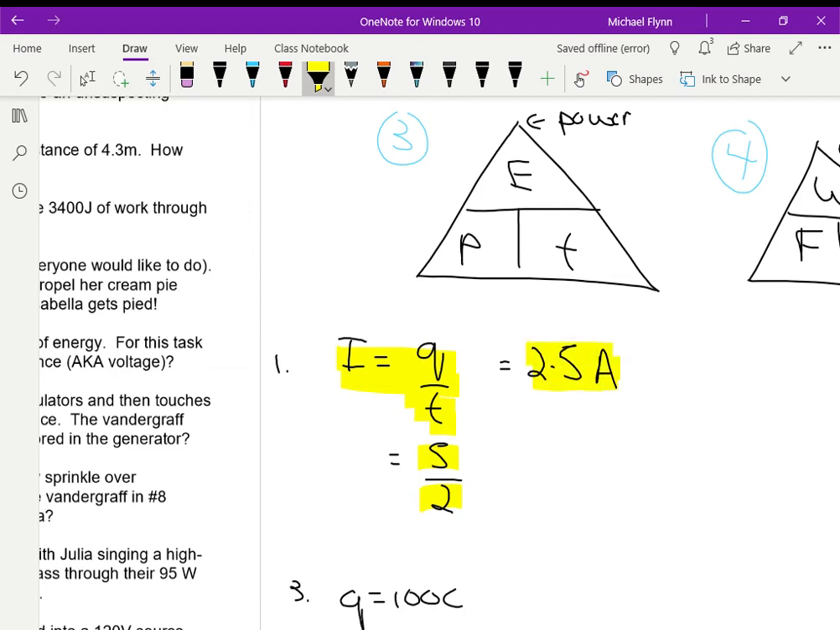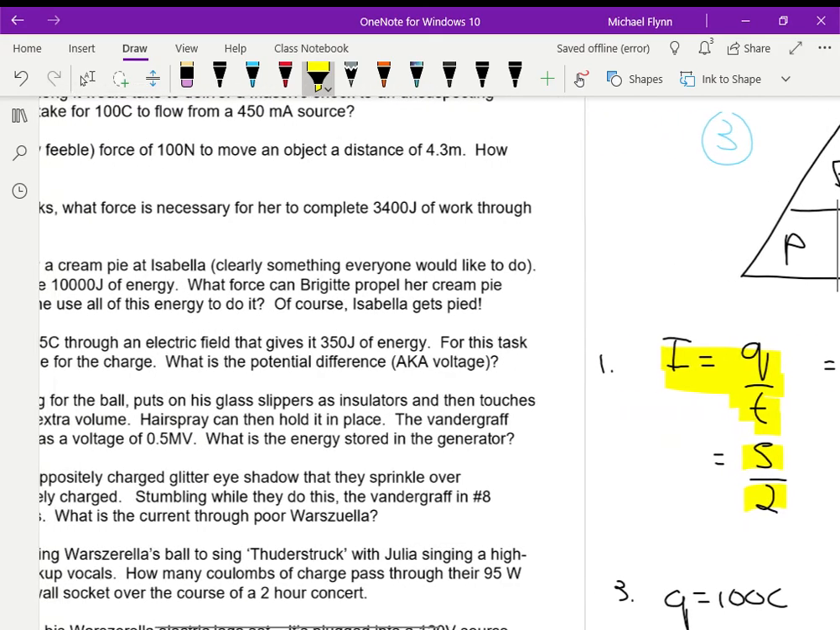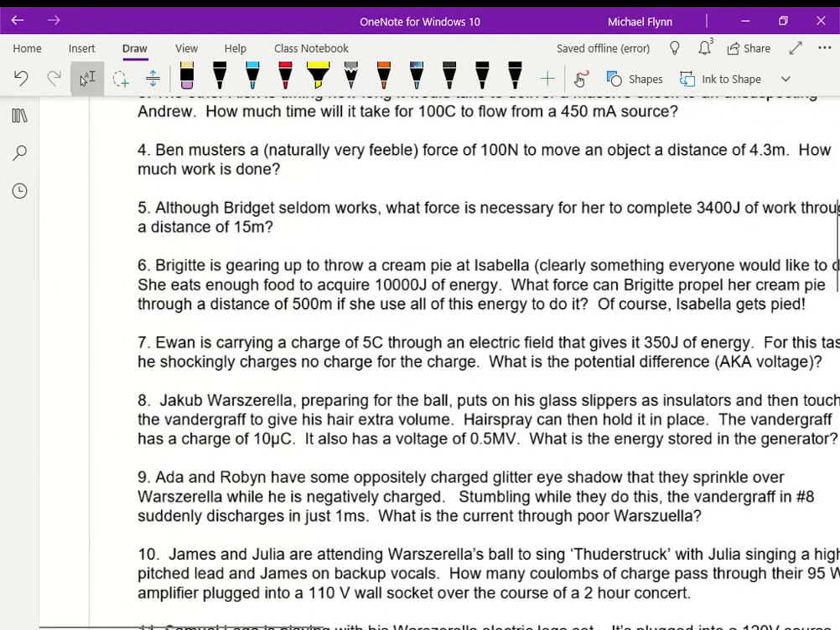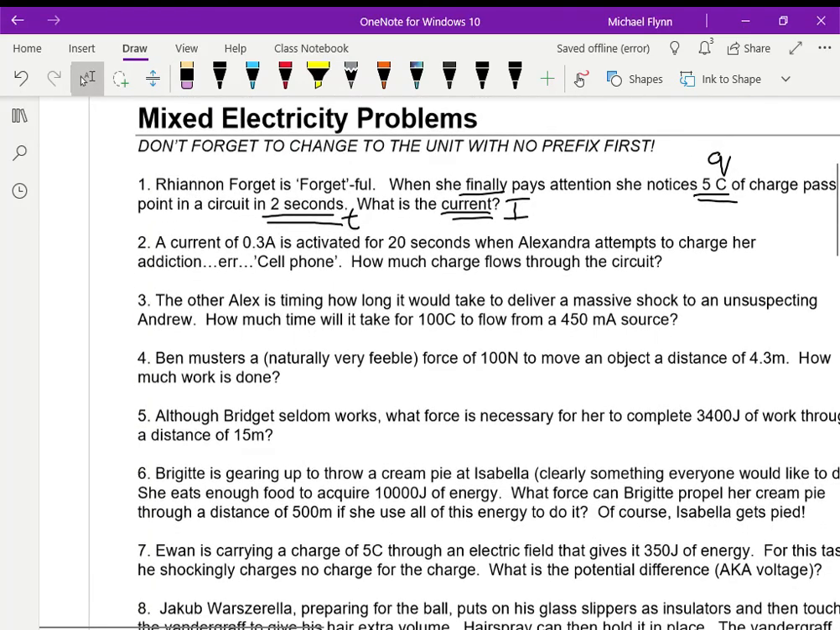And don't forget the units. Current is measured in amps. So it's coulombs per second or amps. And that's it. Easy, right? I thought you would say so. Okay, now I want to do one more for you, and then we're done for today.